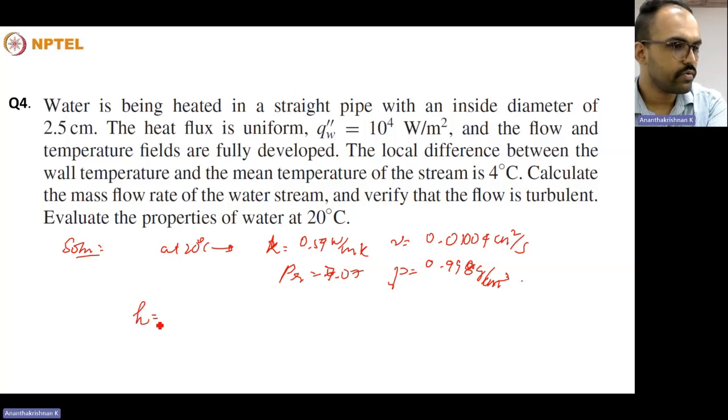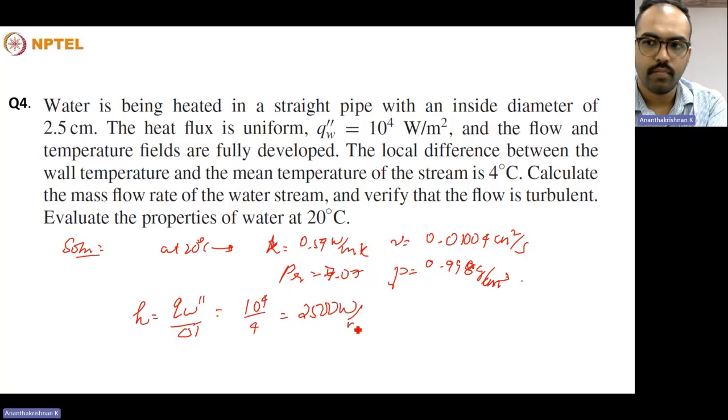The heat flux is given, so we calculate the heat transfer coefficient straight away. h equals Q_W divided by delta T. In this case, the temperature difference is given as 4, and the heat flux is 10 to the power 4. Straight away, we can calculate h as 2500 watt per meter squared Kelvin.